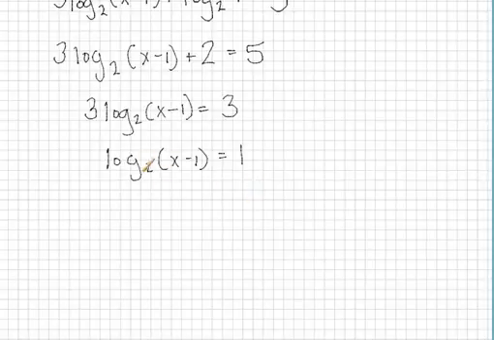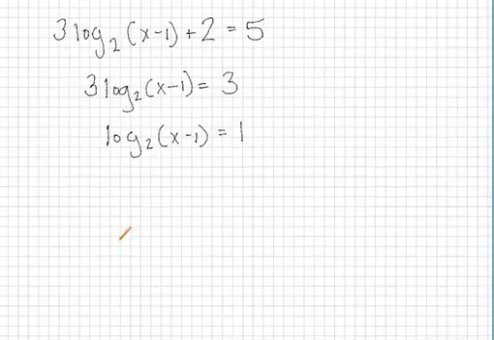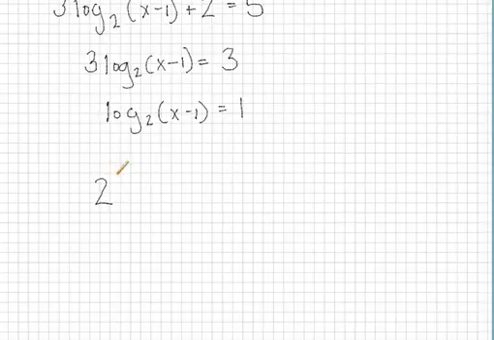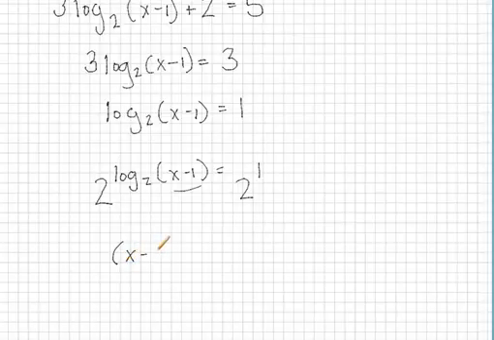That means I'm going to look at what the base of the logarithm is, so it's base 2. And I'm going to raise both sides using a base of 2. So 2 to the log base 2 of x minus 1 is equal to 2 to the 1. 2 to the log base 2 of x minus 1 is just equal to x minus 1. That's one of the rules of logarithms you learn. So x minus 1 is equal to 2 to the 1, which is just 2.